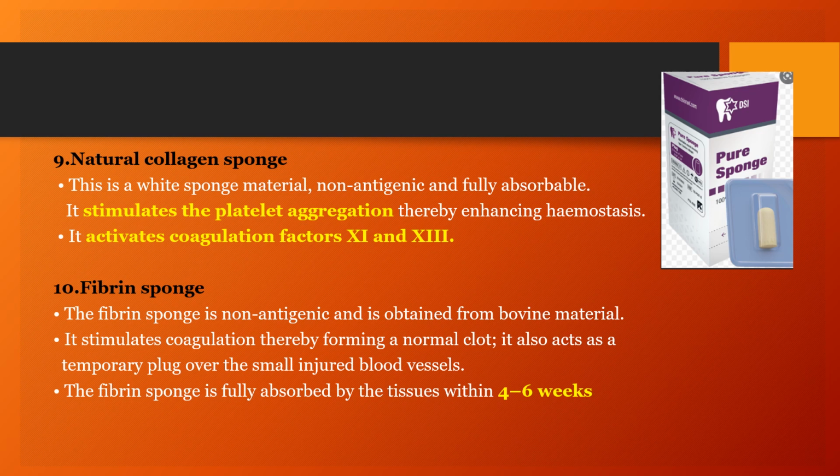Fibrin sponge. The fibrin sponge is non-antigenic and is obtained from bovine. It stimulates coagulation, forming the normal clot. It also acts as a temporary plug over a small injured blood vessel. The fibrin sponge is fully absorbed by the tissue within 4 to 6 weeks.